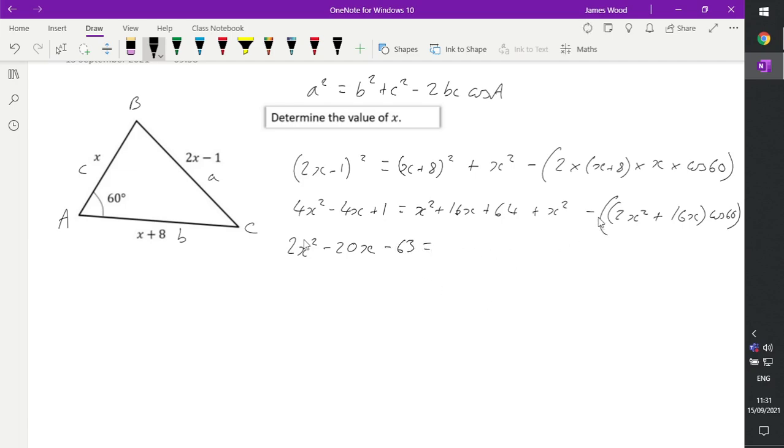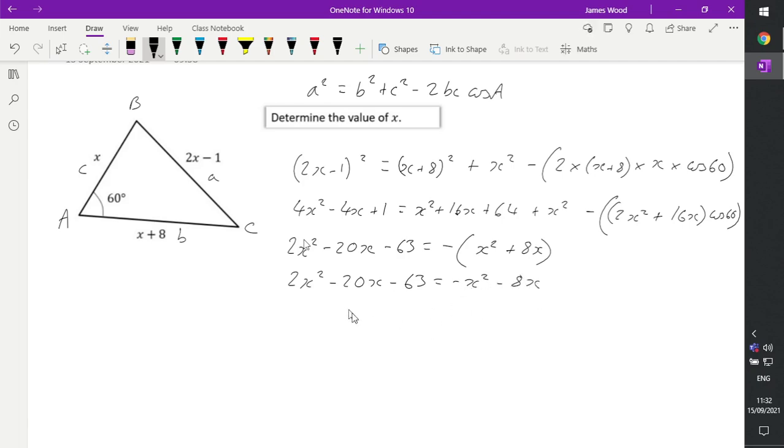Now the right hand side, cos 60, if you type cos 60 into your calculator, you'll find that it is 1/2. So actually all that I'm left with on the right, I've still got that minus, but instead of 2x squared, it will just be x squared, and instead of 16x, it would be 8x. Okay. So I've got 2x squared minus 20x minus 63, and that equals minus x squared minus 8x.